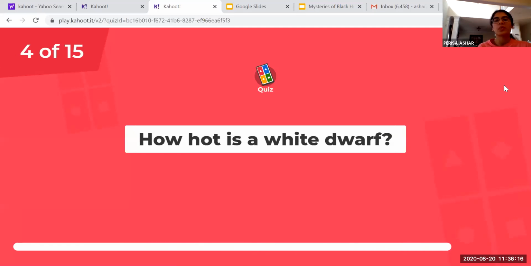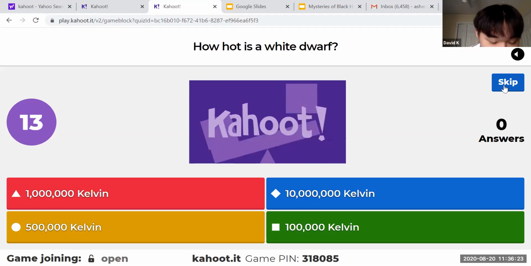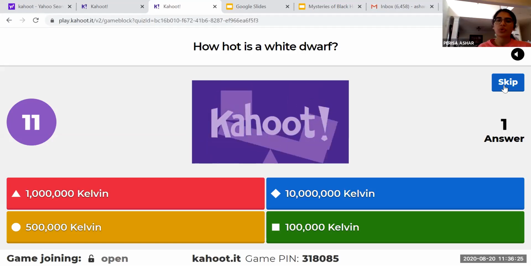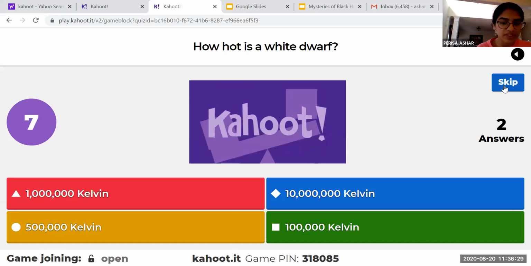So how hot is a white dwarf? We discussed this in, I think, the slide. There is a sentence. Triangle 1 million Kelvin, diamond 10 million Kelvin, 500,000 Kelvin, or square 100,000 Kelvin.